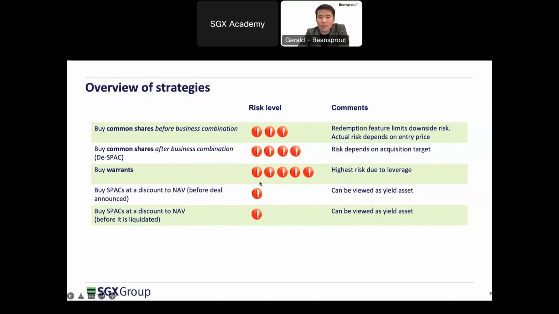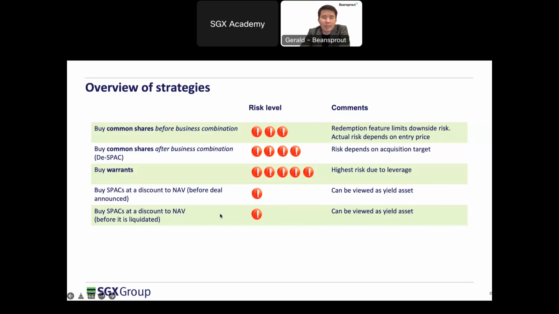Next, we have the warrants, and earlier we shared that it is something that might present higher risk because of the fact that you do not have the protection mechanism. Plus, on top of that, it is a more leveraged instrument, and hence I'll put it as even higher risk compared to the common shares.